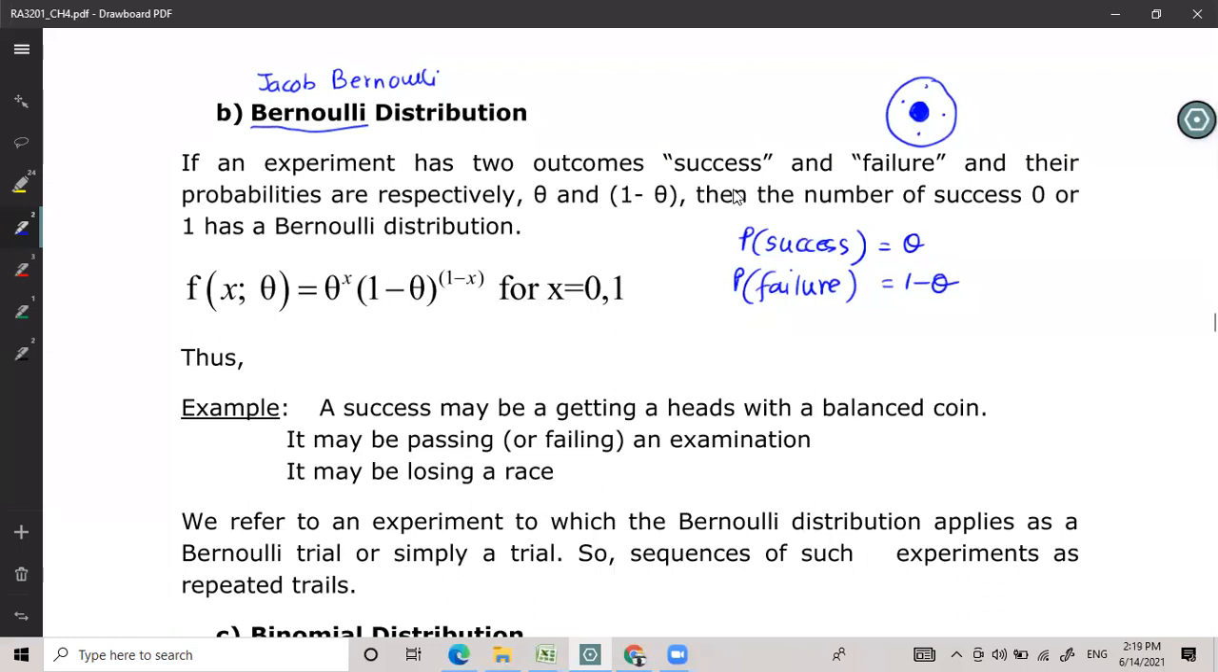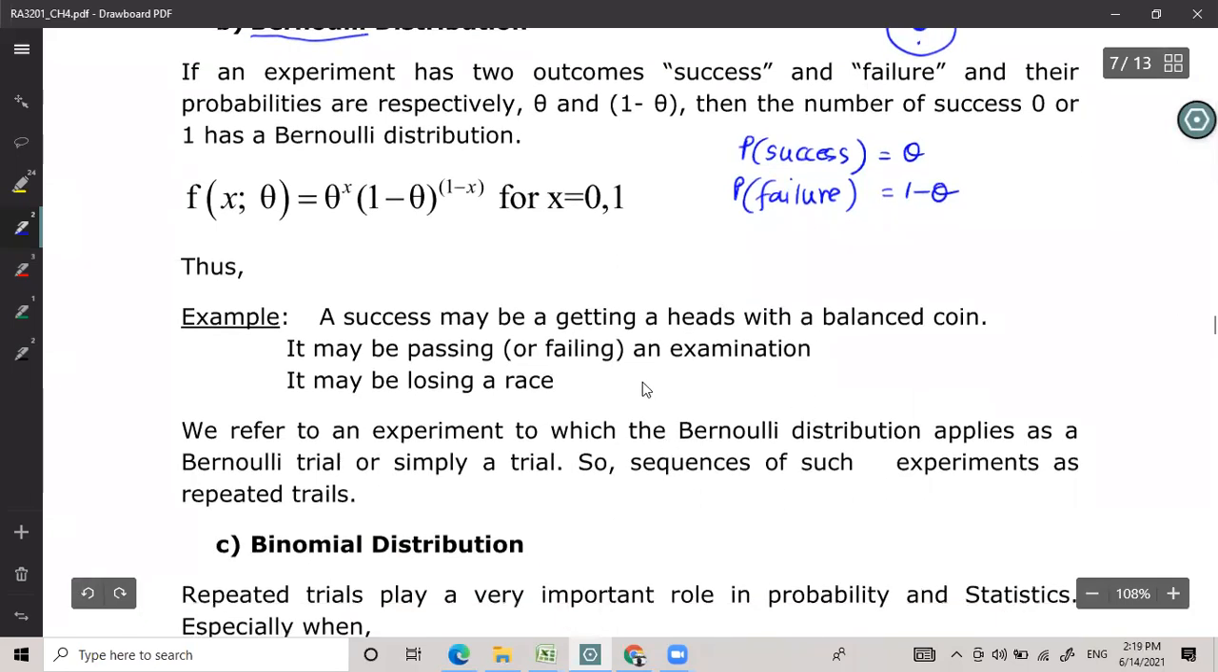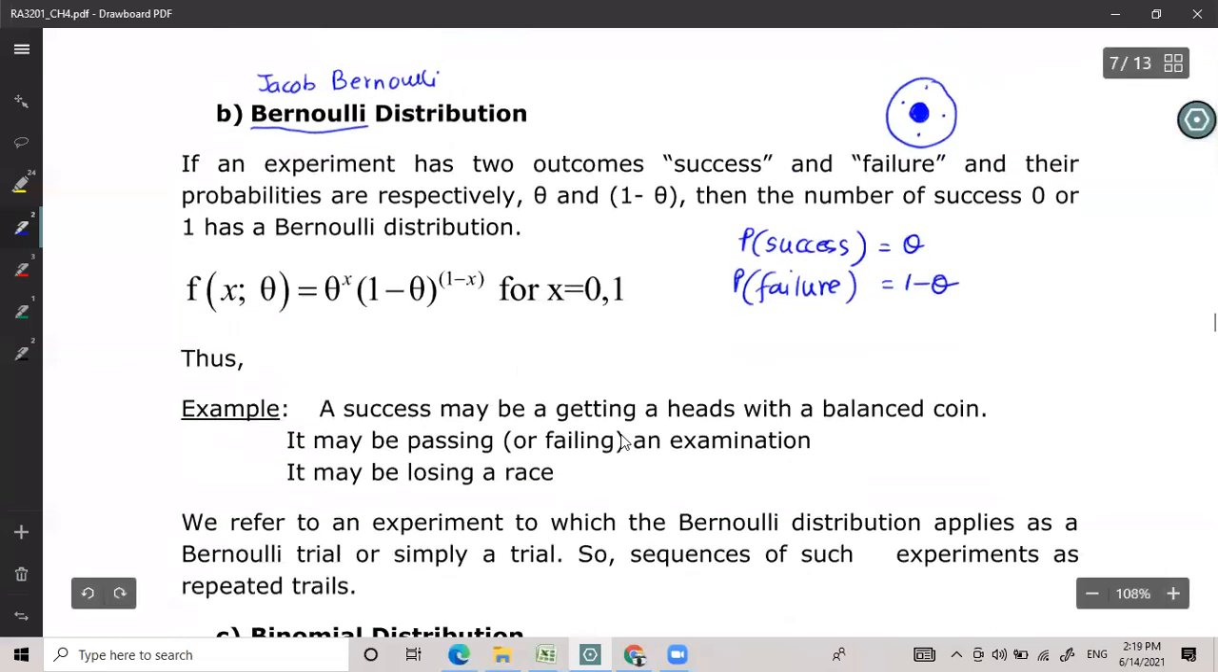You can see some examples: passing or failing an examination, two possible outcomes, pass or fail. Winning or losing a race, either you win or you lose. In this case, we say Bernoulli trial because you do it only once. You sit for an exam once, either you pass or you fail. But suppose you take the exam again and again until you pass. That means you have repeated Bernoulli trials. Another example: you hit the target with a small arrow 10 times. The first may be a success, second a success, third a failure, fourth and fifth failures, then another success. For these 10 hits, you will get a combination of successes and failures.